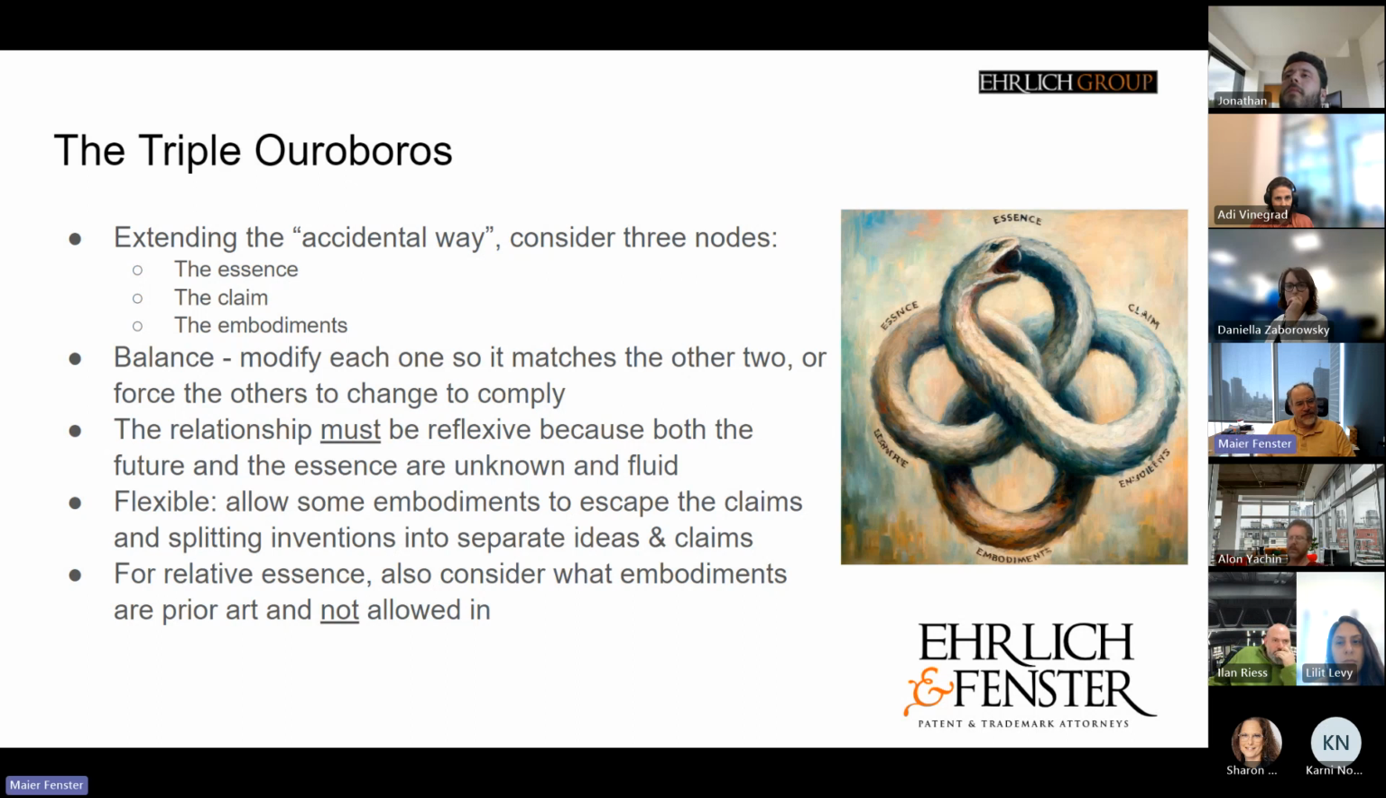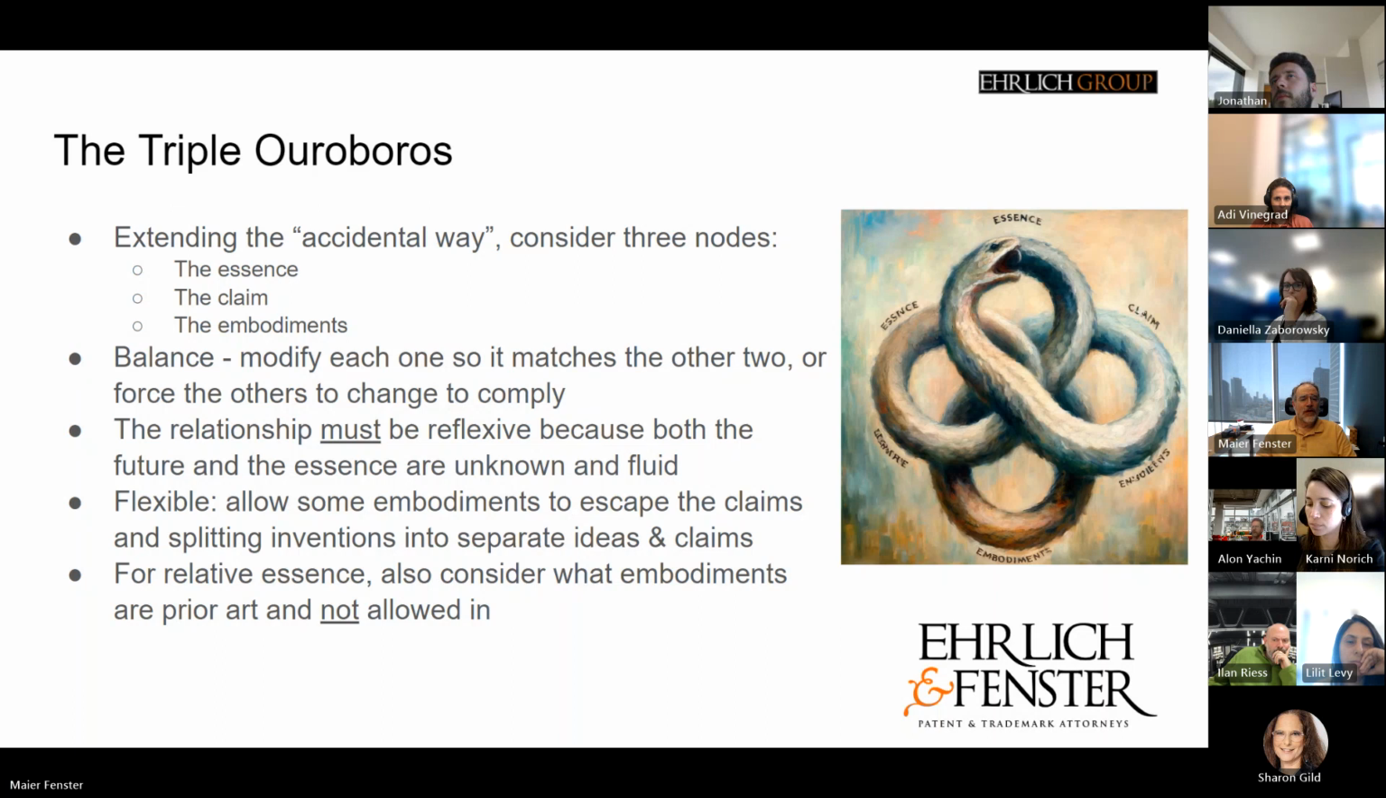So I'd like to extend the accidental method. If you're familiar with Ouroboros, it's a snake that eats its own tail. And what I'd like you to consider is 3 different nodes. One is essence, some visionary idea. One is a claim that you're drafting, and one is embodiments.